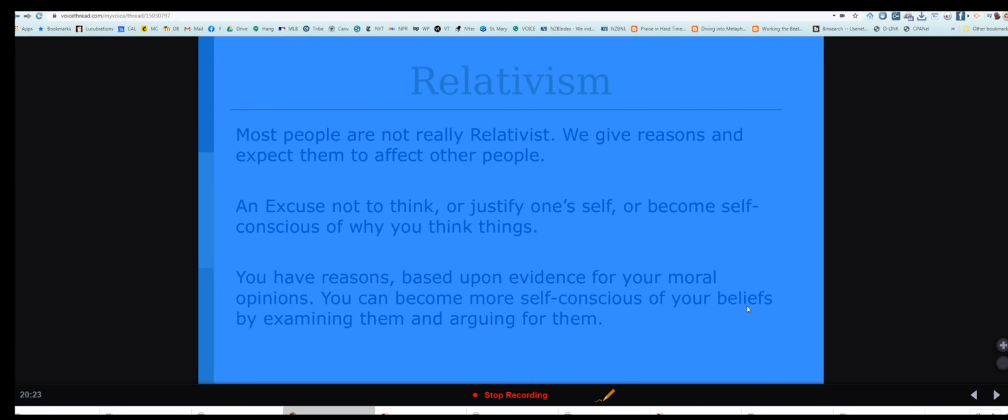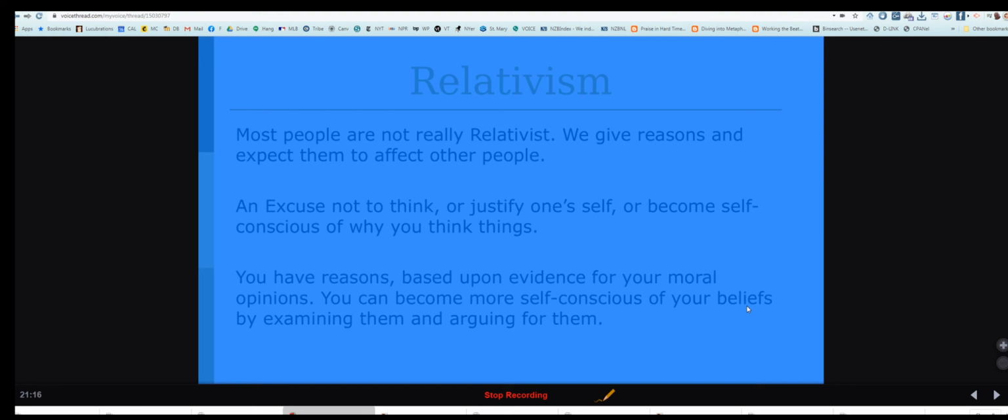So I said that we're not going to allow you, at least in the beginning of the course, to say, well, whether it's right or wrong to have health care, or climate change, or what you think about poverty is really just your opinion, and nobody can tell anybody else what to think about those things. There are three different reasons why we're not going to allow you to be a relativist in this course, although, as I said, you might do well on the final exam by arguing for relativism or emotivism as your favorite meta-ethical approach. Because most people are, in fact, not really relativists. You do give reasons, and you expect them to affect other people.